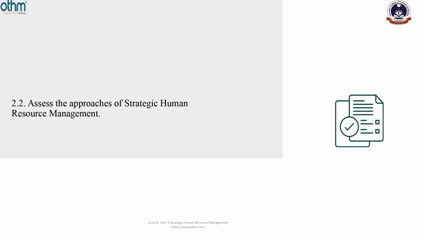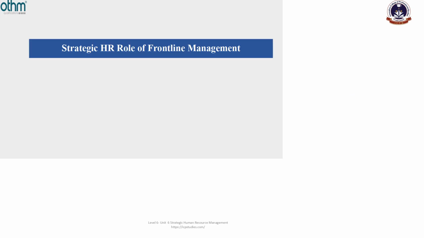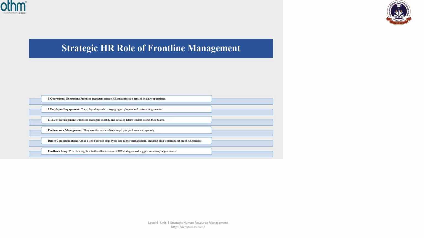Now we have the second assessment criteria, in which we assess the approaches of strategic human resource management. There is a different strategic role of the frontline management. For example, first we have the operational execution, in which frontline managers ensure HR strategies are applied in daily operations. Then we have employee engagement.